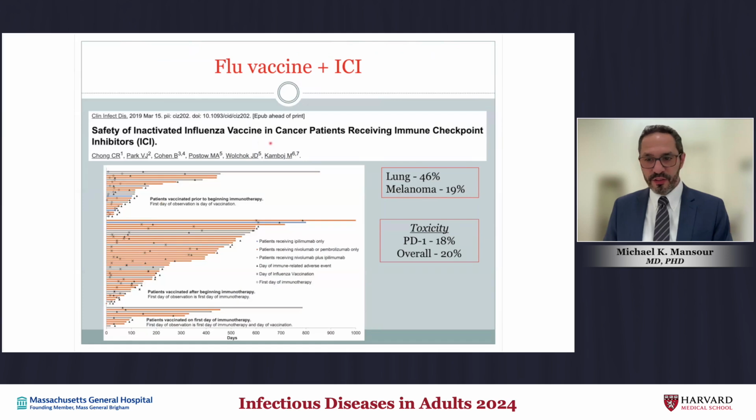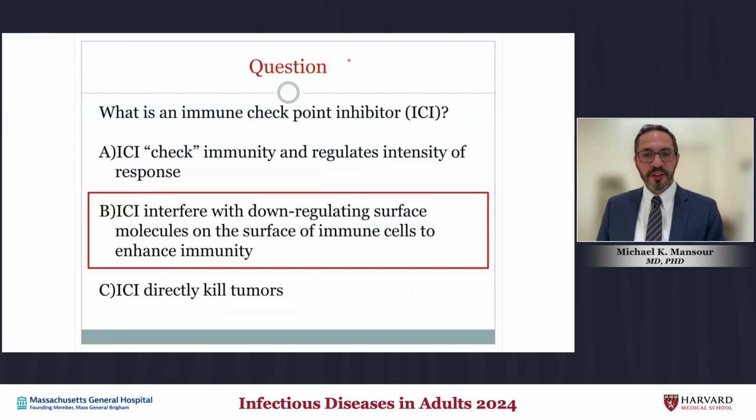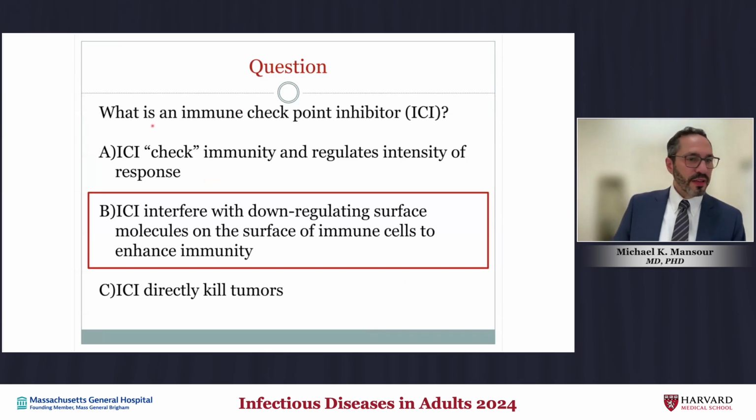So again, this is just some more data that I'm going to leave for you showing immune checkpoint inhibitor and flu vaccination, showing that overall it was relatively safe. And so the answer to the question of what is an immune checkpoint inhibitor, the answer is B, an immune checkpoint inhibitor blocks these down-regulating surface molecules called checkpoints. And they're on the surface of immune cells like T cells, and they're meant to shut the T cell response down after the infection is resolved or after the tumor has been taken care of.